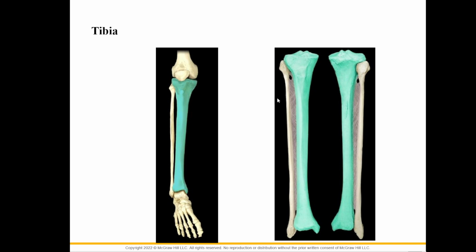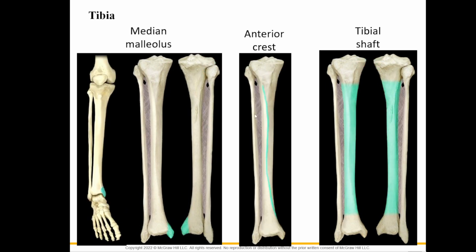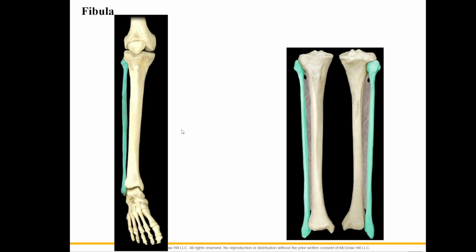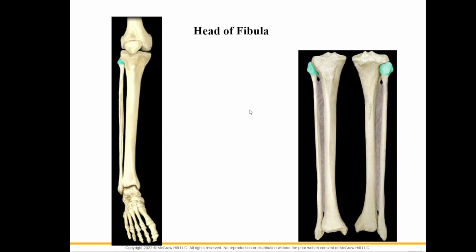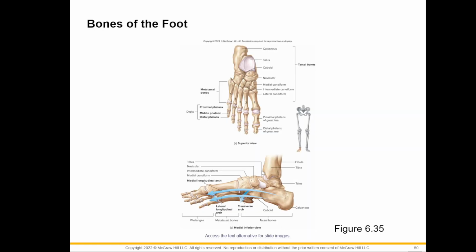So we have the tibia here, the lateral condyle, the medial condyles. We have the medial malleolus, the shaft, and if the femur has a linea aspera, the tibia also has an anterior crest. The fibula is always lateral, as you can see here. The head of the fibula is on top, the shaft, and then the lateral malleolus, which attaches to your ankles.